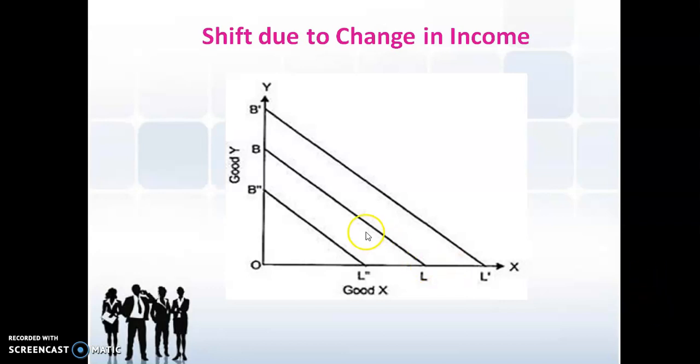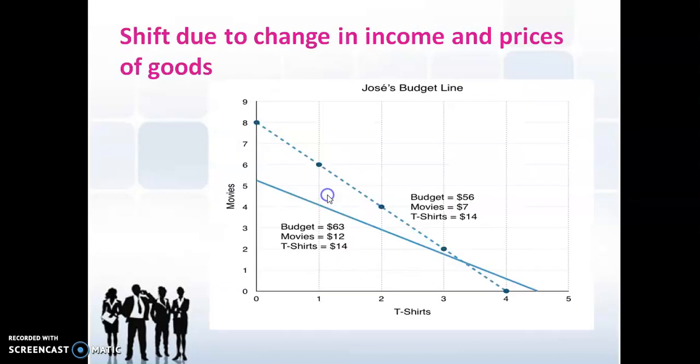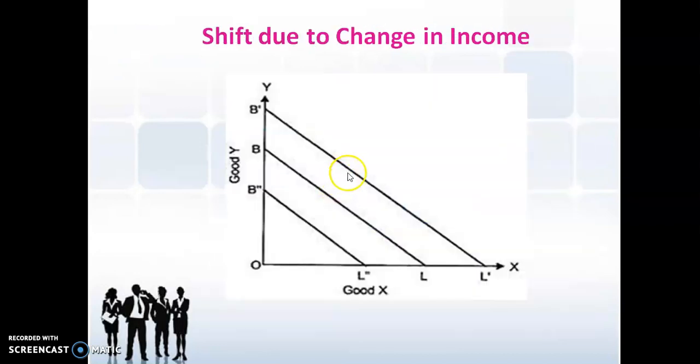So if this is your original budget line and your income is increasing, what is going to happen? Your affordability of purchasing the product is going to increase. Even though the prices of good X and good Y are constant, because your income is increasing, your purchasing power increases. That's the reason your budget line moves from this point to this level. The new budget line is this.